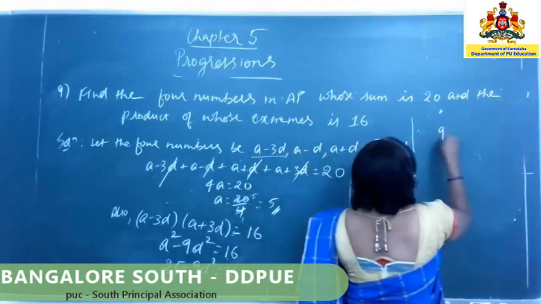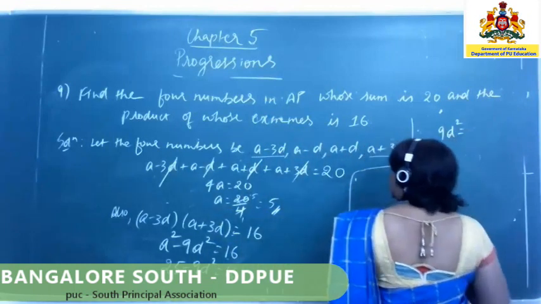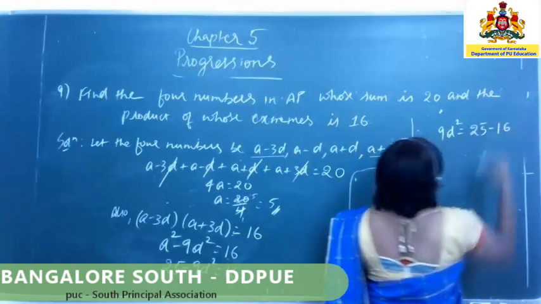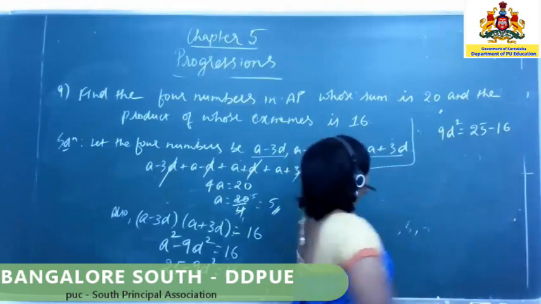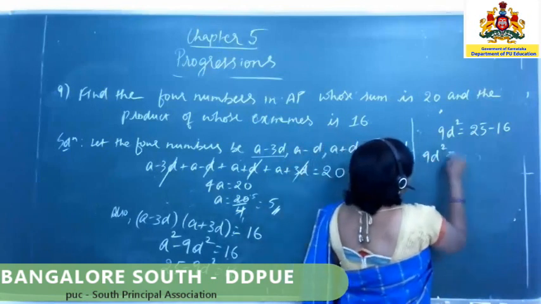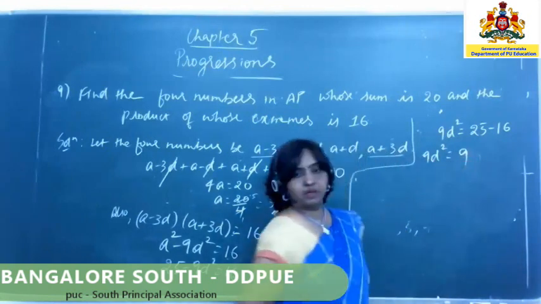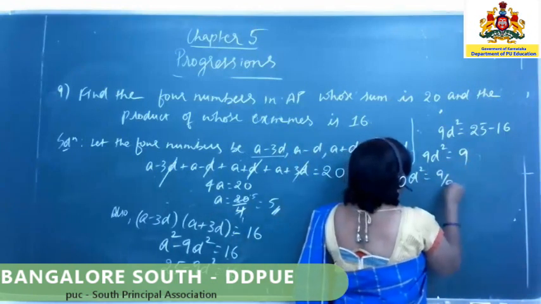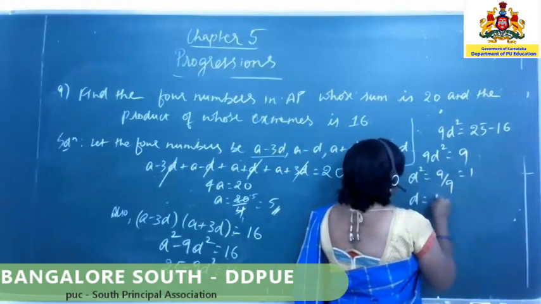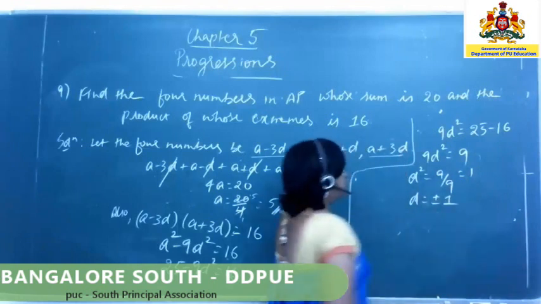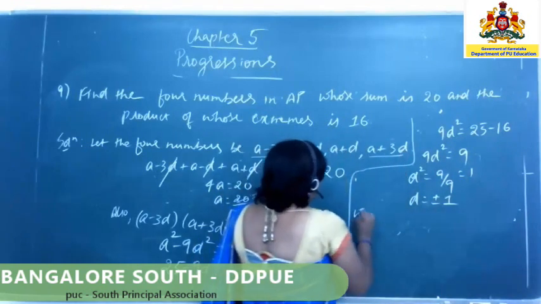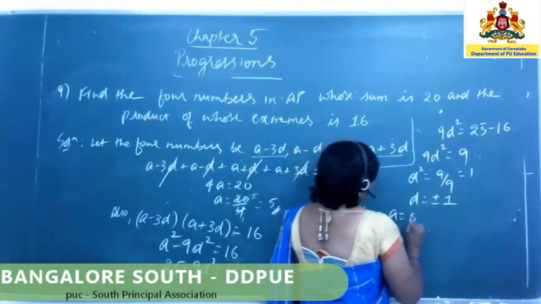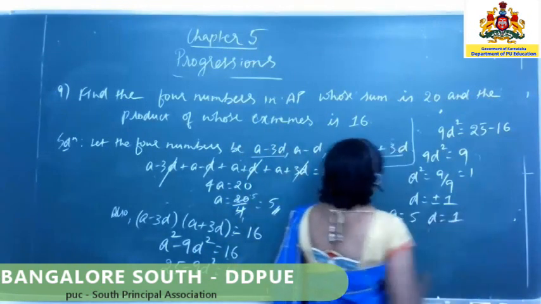So 9D square is equal to 25 minus 16. 9D square is equal to 9, since 25 minus 16 is 9. So D square is equal to 9 by 9, that is equal to 1. D is equal to plus or minus 1. So when A is equal to 5, D is equal to 1.